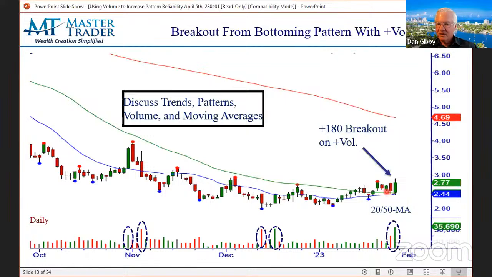Now over here, red bar ignored, closing breakout above the 20 and the 50 over this bar's high. Big old price void, multi-month bottoming pattern. That is a phenomenal bottoming pattern now.